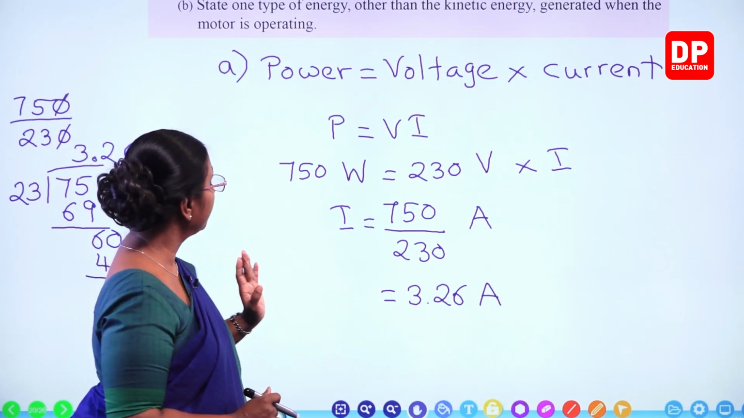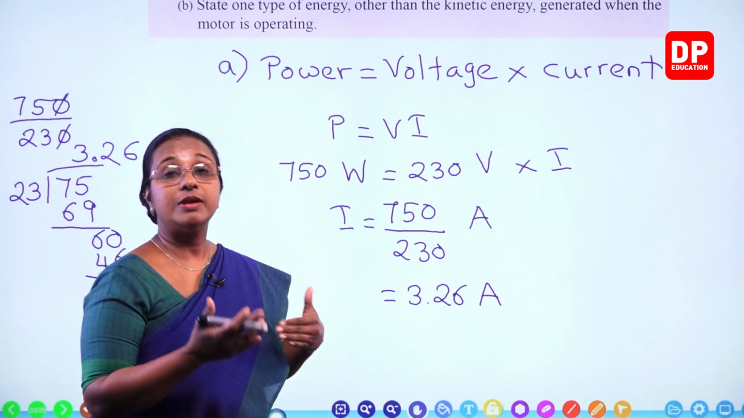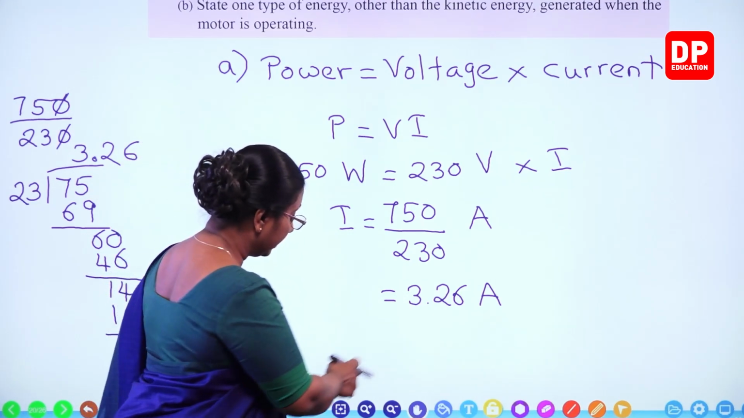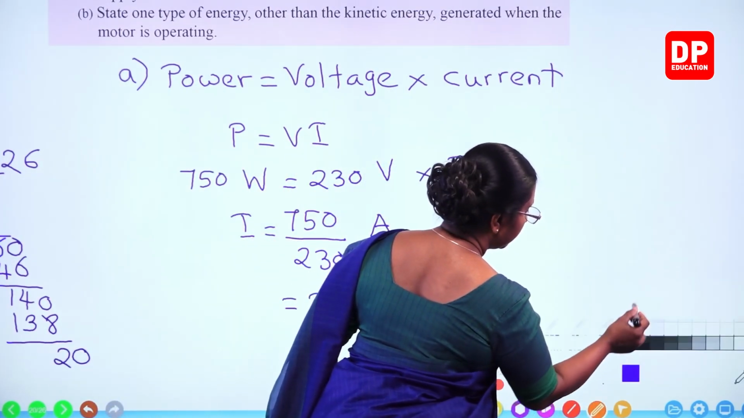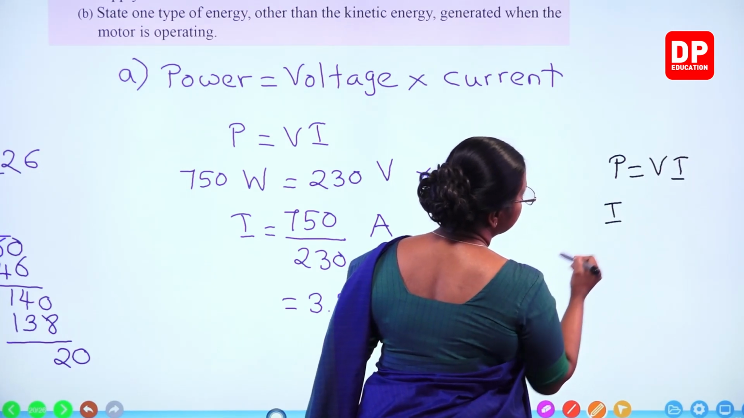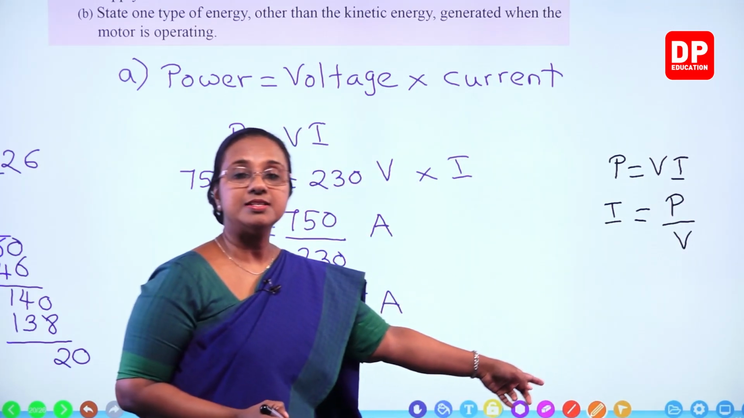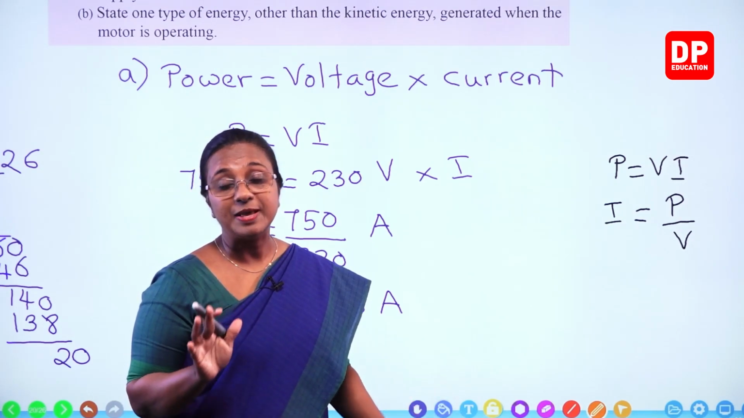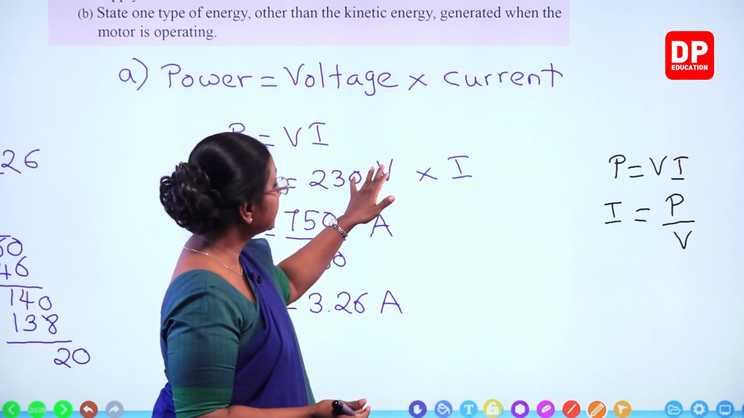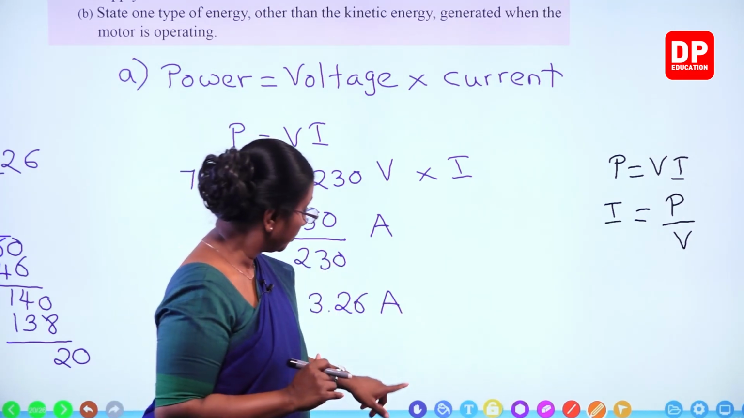Like I have told you all before, you can also rearrange first. You have the equation P equals VI. You can rearrange it, make I the subject of the equation. So from P equals VI, you will get the equation as I equals P divided by V. Then you can substitute and do the calculation. Either method is fine. It gives you the same answer. It's basically the same calculation, just the order in which you do the rearrangement is different. So both methods are fine.